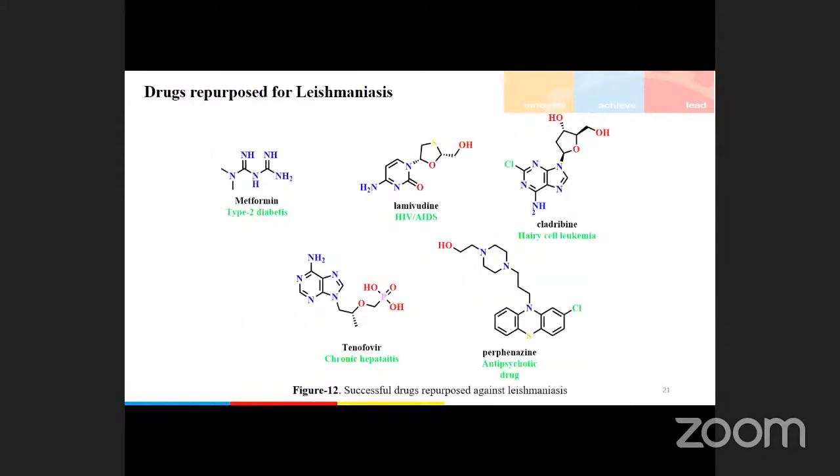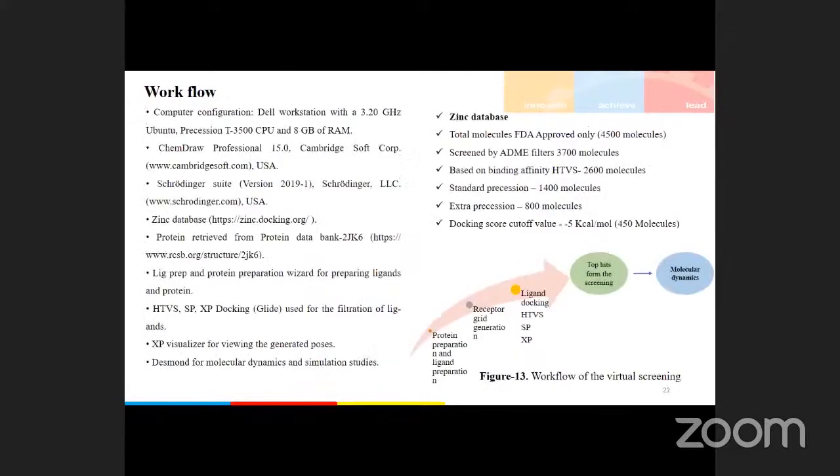These are the various drugs repurposed for leishmaniasis, starting from different drug categories. We have metformin, mainly used for type 2 diabetes, then lamivudine, the antiviral drug, then cladribine, which is anti-cancer, then tenofovir, again an antiviral, then perphenazine, an antipsychotic drug.